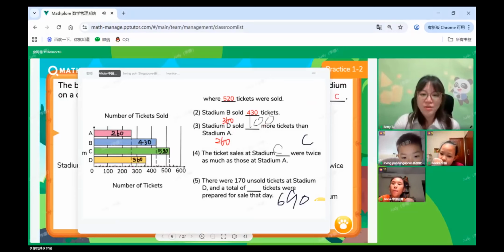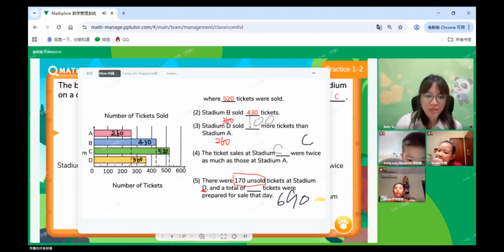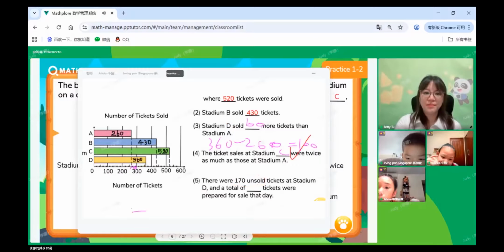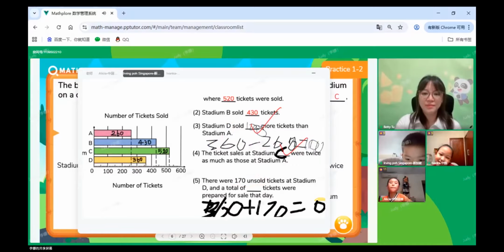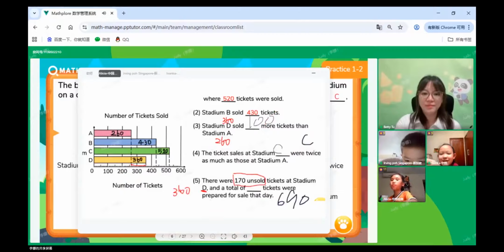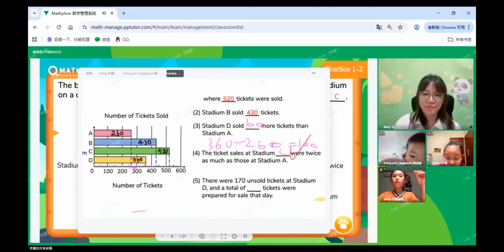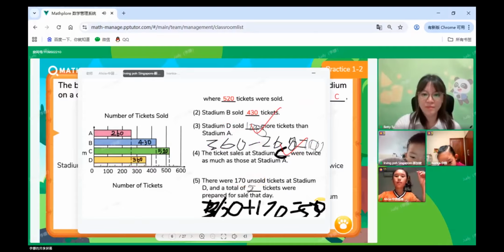If there were 170 unsold tickets in the stadium D, which has already sold 360 tickets, so 360 tickets were prepared. Alicia, how many are there in total? The last question. 513. Good, Arvin, correct.